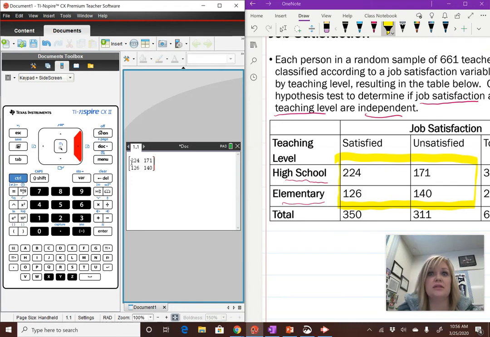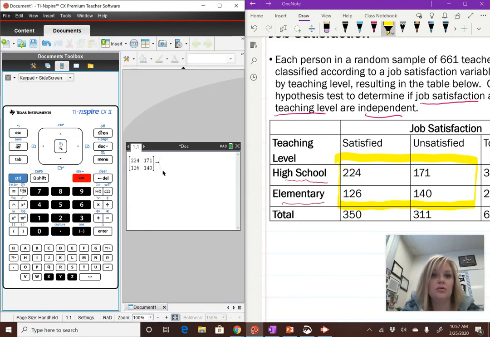Now we need to store this. So we need to save this matrix as something to use it on a test. So the store button on the calculator, it's STO right above the variable. See that? So I'm going to push control variable and it will do the arrow, and then you just have to name it something. It needs to have at least one letter. So I'm just going to put T for teaching, and then I'm going to just push enter. And then it will just show it again.